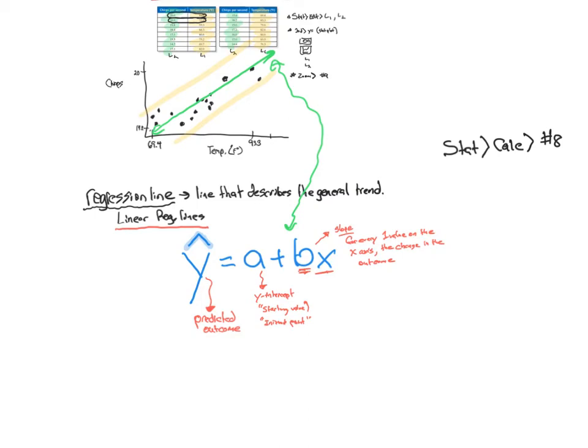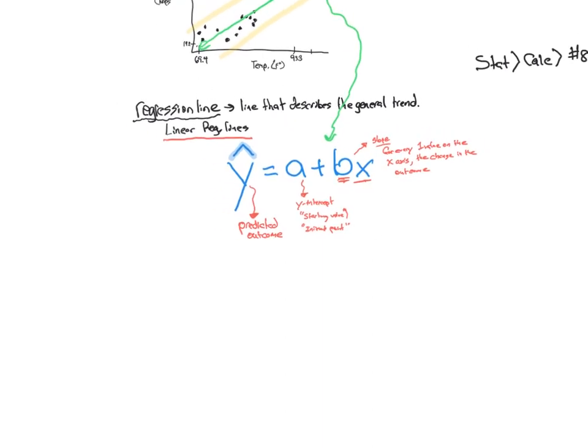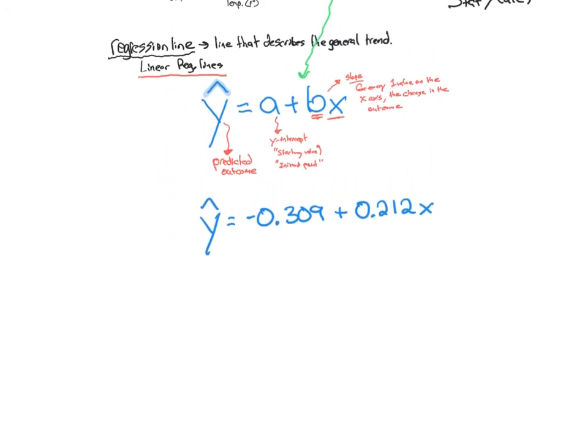When you do this, it calculates this for you. It does not put the little hat on it. You have to put the hat on it. So let's do it for this equation here. It is y hat, reading it right off the calculator. The a value should be negative 0.309. As small as these values are, I'm going to do it to 3 decimal places. Plus the b value is 0.212, and then x.